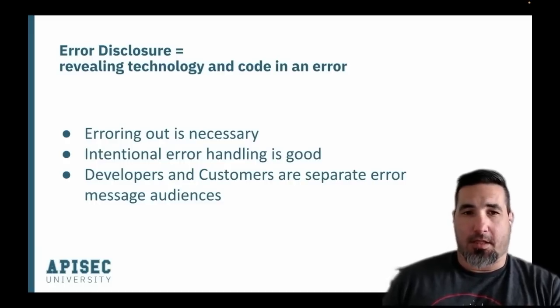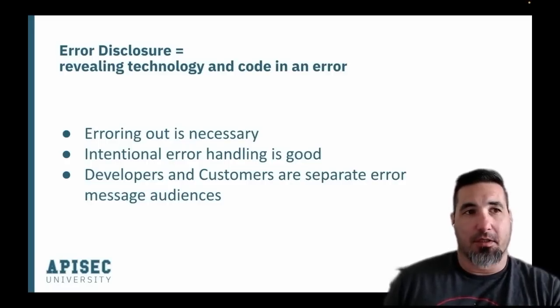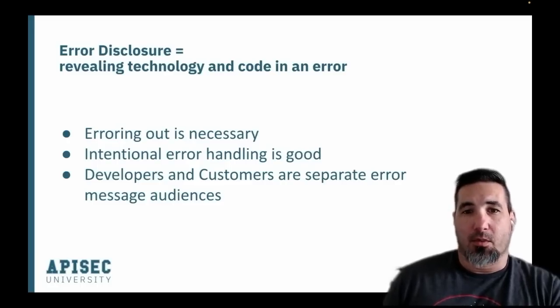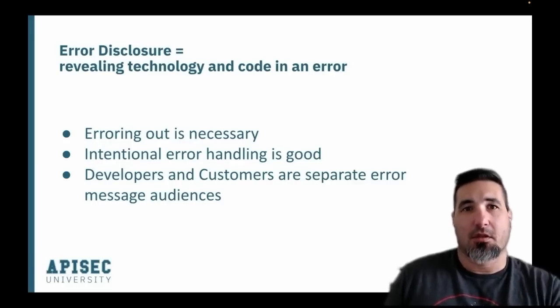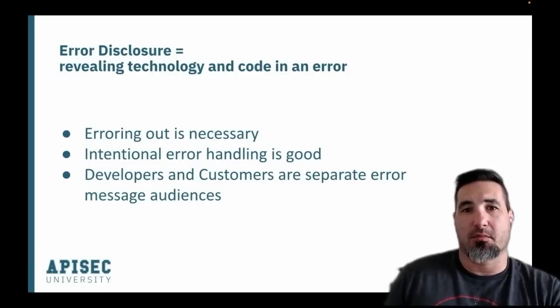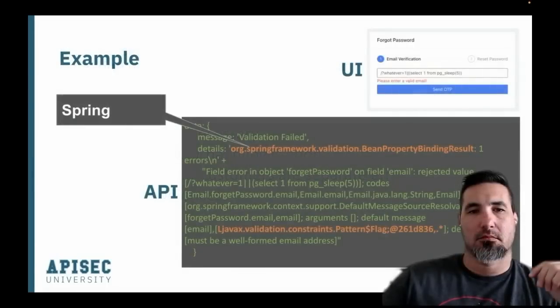Now, handling errors is necessary as a developer, and you want to intentionally error out actually pretty often and early so that things that are done maliciously don't work. But when you do that error, you want to make sure that you're not giving away information that's going to make it easier to attack your system. This means that you're going to want to have separate error messages for your developers to debug what's going on with the system than you're going to send to your customers.